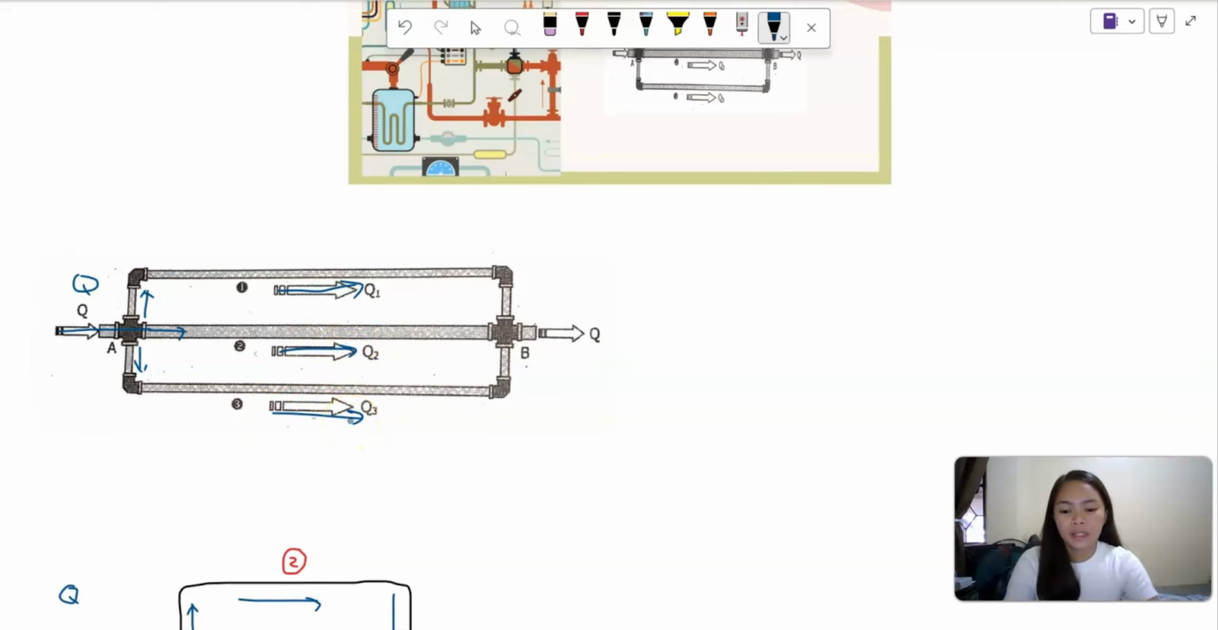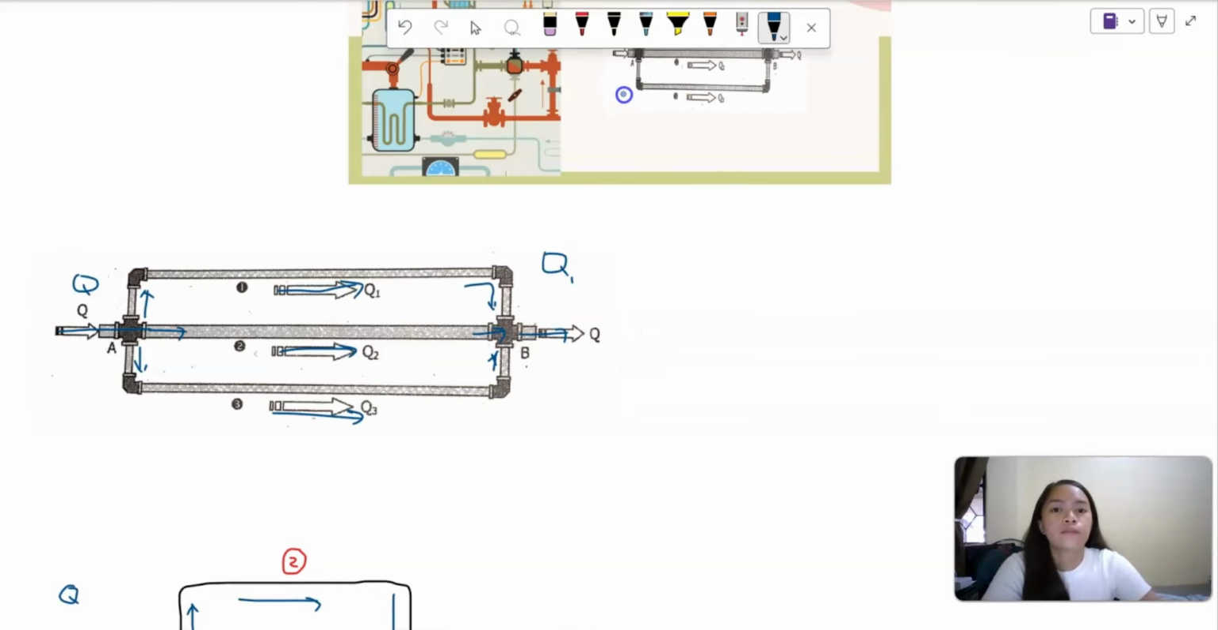Here we can see that the pipes are already connected in parallel. This is applied when we need a large amount of flow rate. Same goes here, more fluid can flow through the three pipes. Eventually, once it reaches this certain point, they meet each other and form a single pipeline again. So we also have a Q here. Whatever the amount of inflow is, it is equal to the amount of outflow.